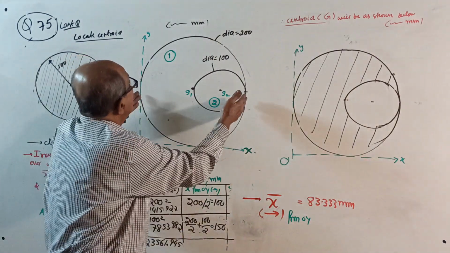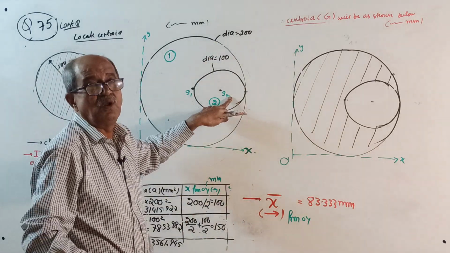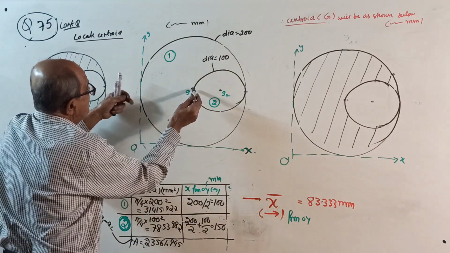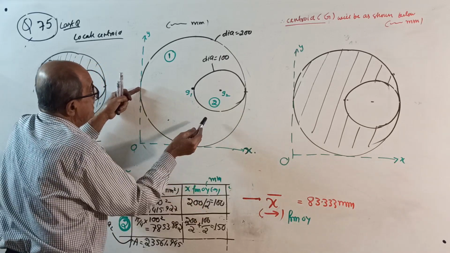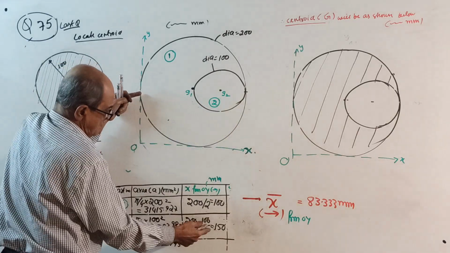Suddenly, oh, that full area is diameter 200, this is 100. So whatever area is there, half the area here. No. Okay, here over. Now, x. See, G1 is here. X1 is x this way, 200 by 2, 100. G2 is 100 plus half of 100, 150.